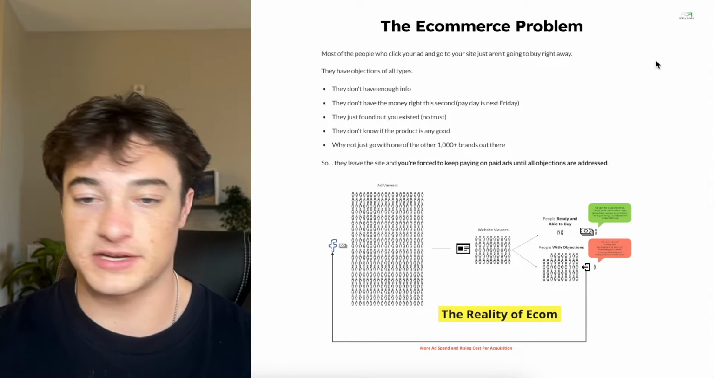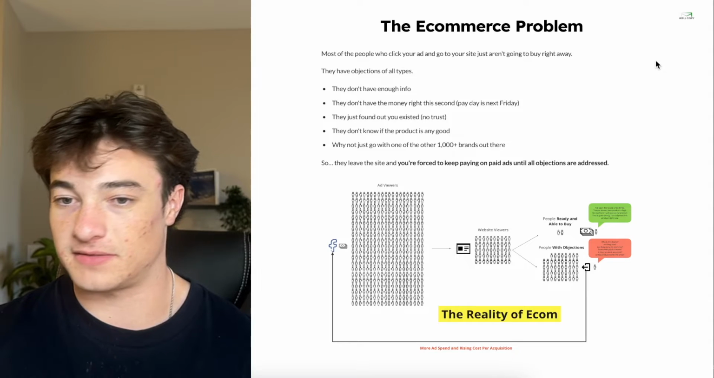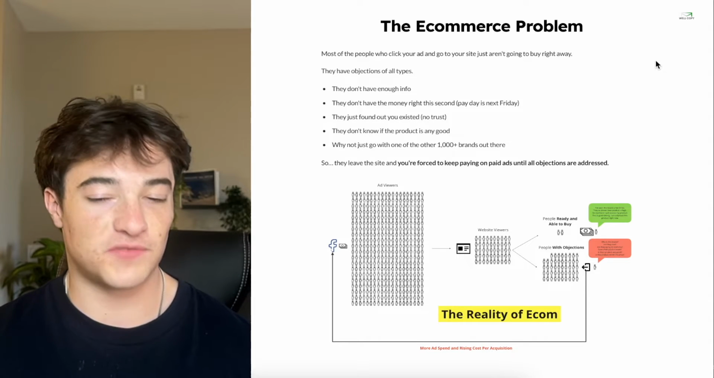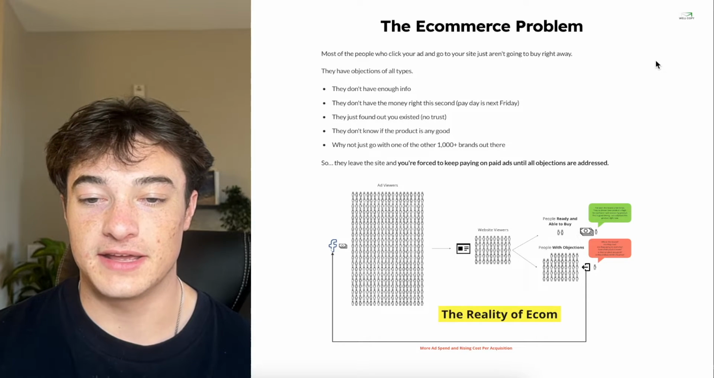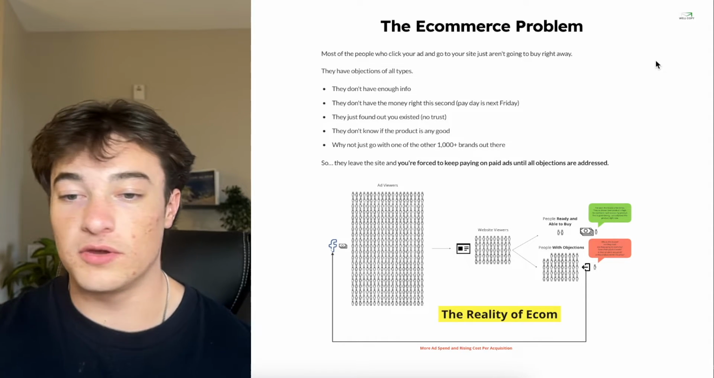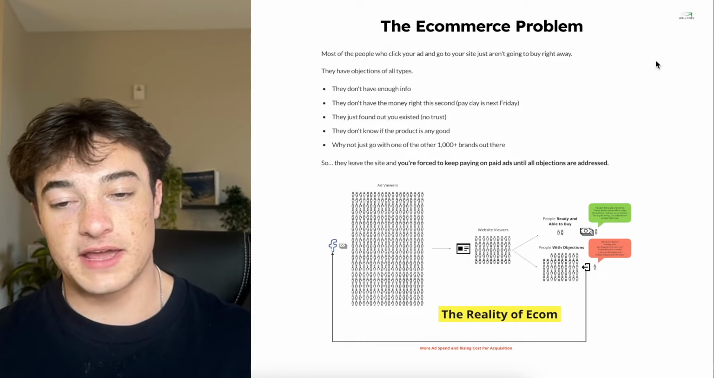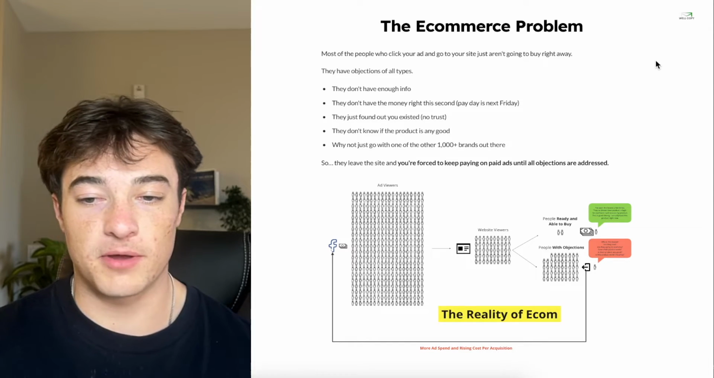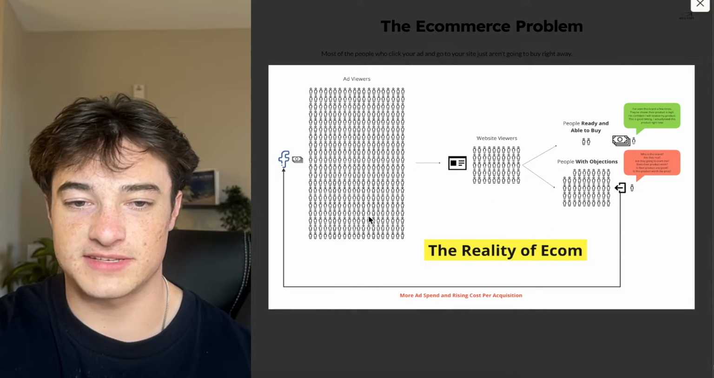These people have objections. They don't have enough info. They don't have the money right this second to buy. Their payday is next Friday. They just found out you existed. They just randomly clicked on an ad. They don't know if your product is any good. And why would they go with you when there are thousands of other brands in your niche doing the same thing? So they end up leaving your site, and you're forced to keep on paying on ads until all these objections are addressed. So this is just the sad reality of e-com.